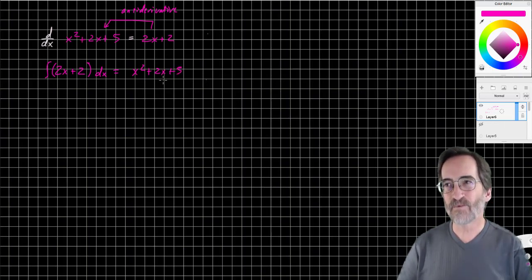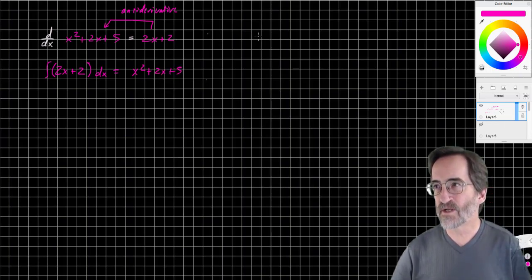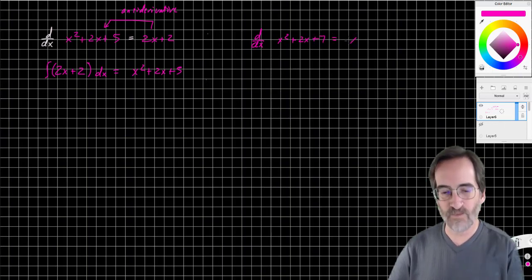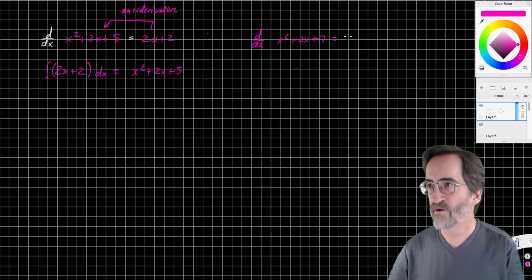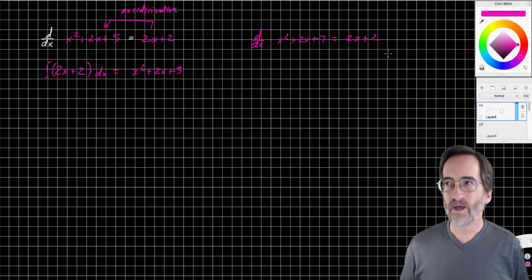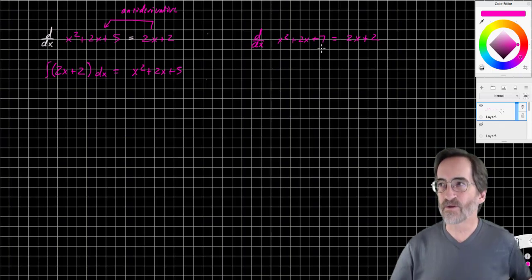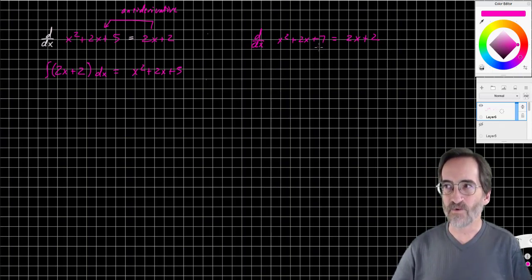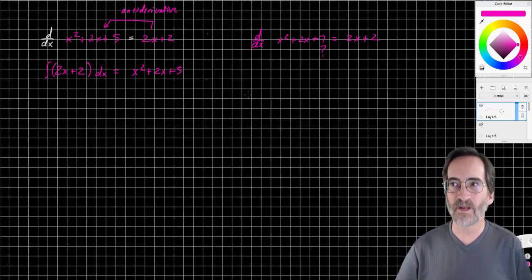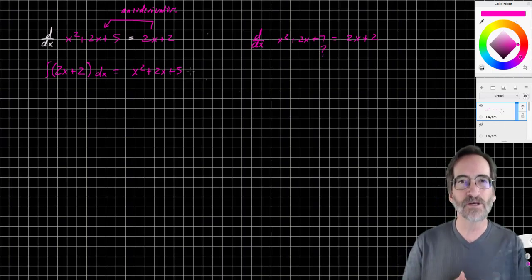But there's something else we should know here. What if I take the derivative with respect to x of x squared plus 2x plus 7? That also is 2x plus 2. And it could be the same regardless whether the 7 was a 9, a negative 2. There's simply no telling what that number is. That's information that is lost.